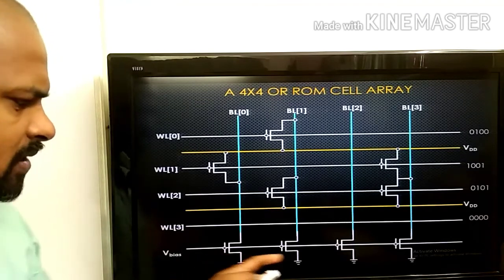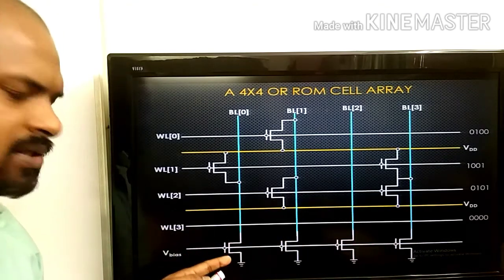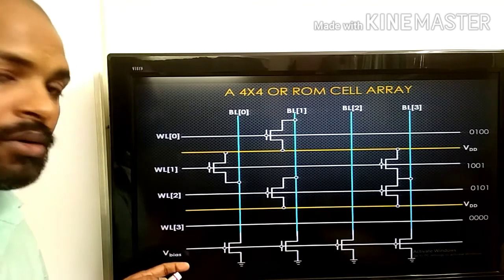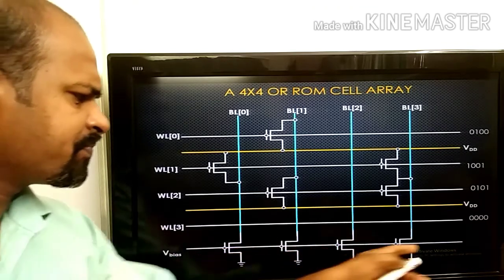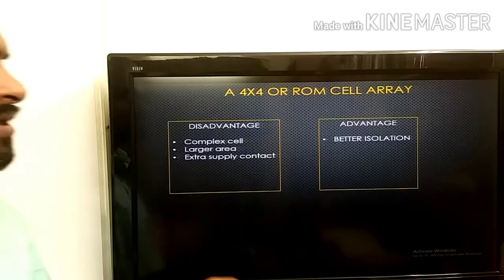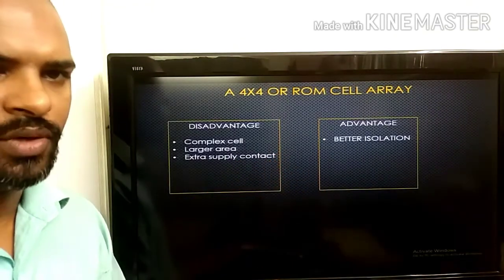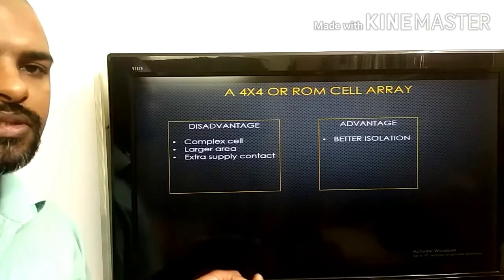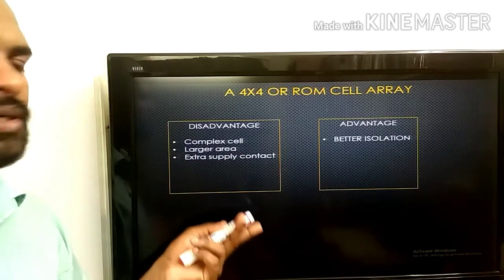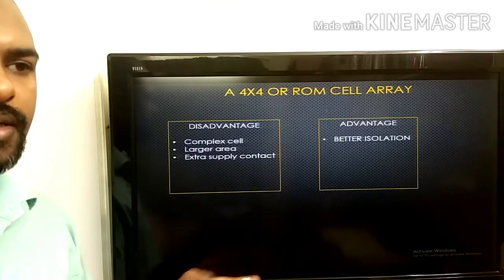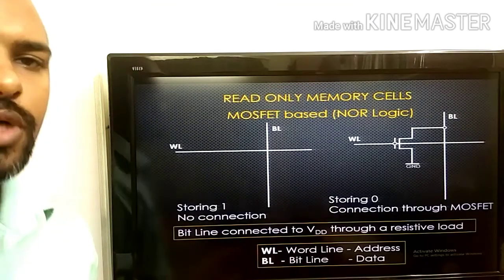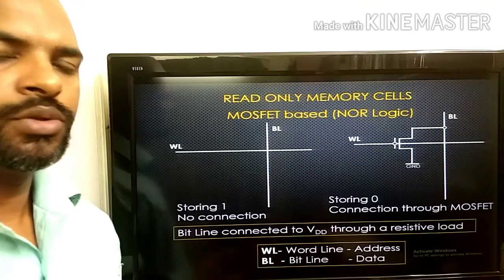So this is a resistive load. This is a transistor, but it is always turned on by using a bias voltage, so it will act as a resistive load. The advantage is that it has better isolation, but the disadvantage is that it has a complex cell, complex connections, a larger area, and it needs an extra current supply. So now about NOR based logic. So here is a difference.